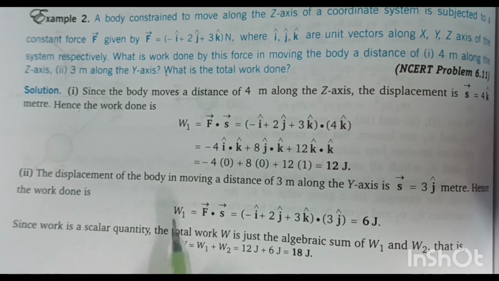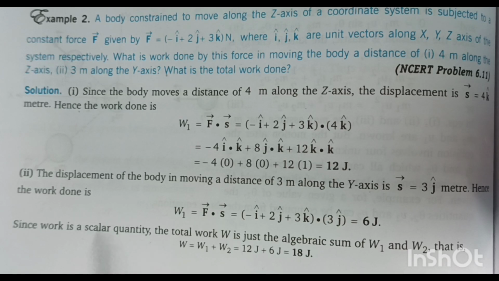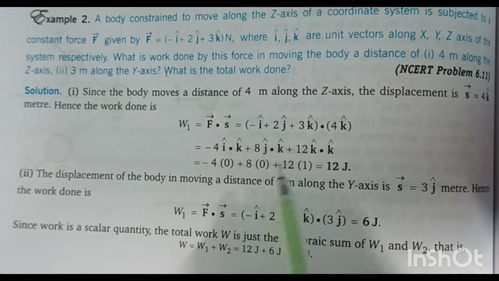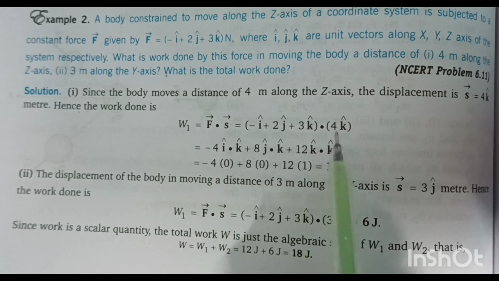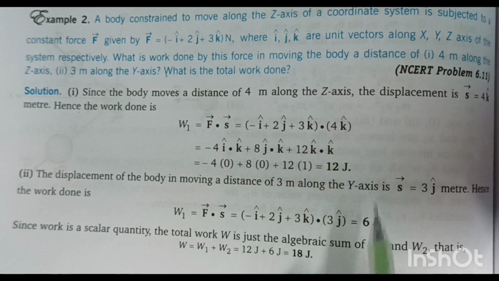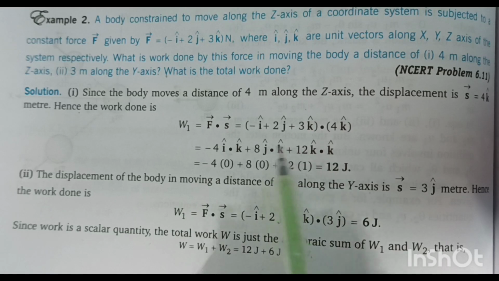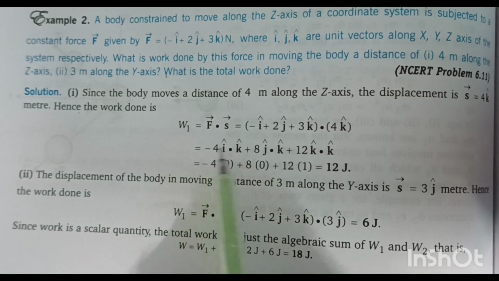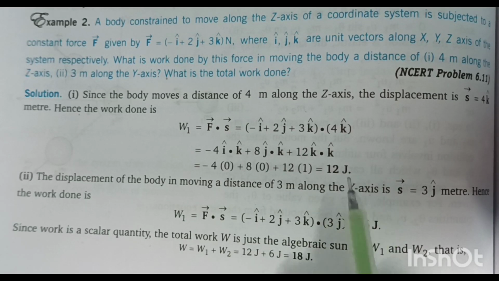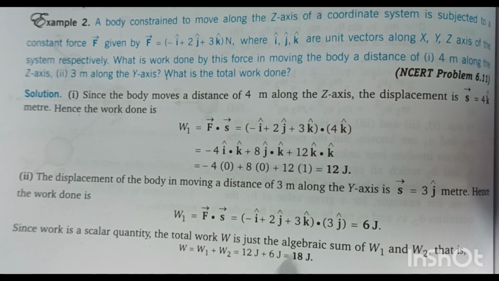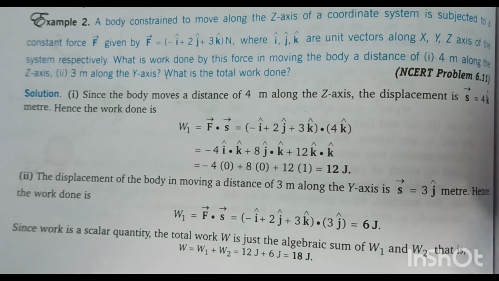Now we know force is a vector quantity, and work done is a scalar quantity. So what is the total work done? We can just add it, because this is 12 joule, and this displacement was k cap and this displacement was j cap. But anyhow the work done is a scalar quantity, so it does not have any direction, so we can just add these two. So 18 joule is the total work done.